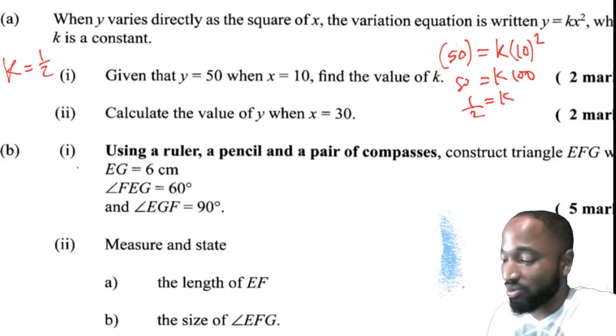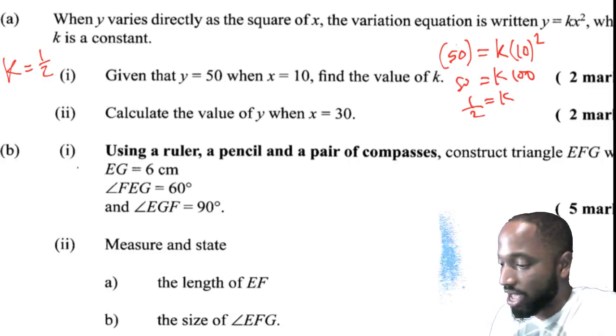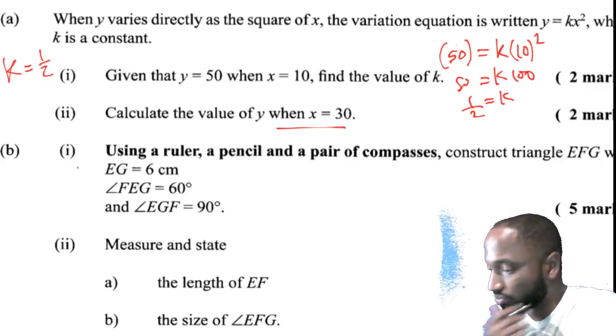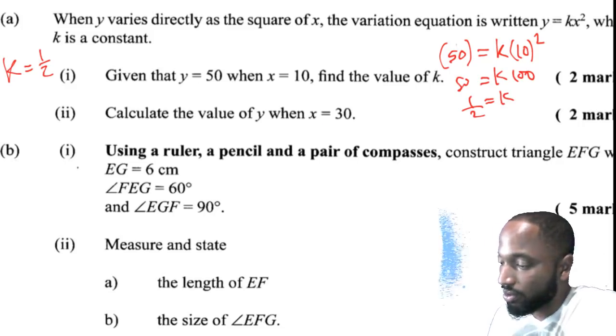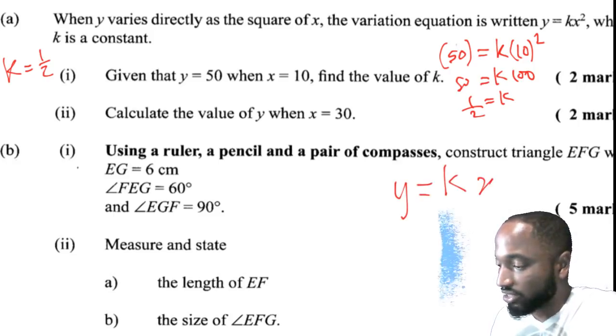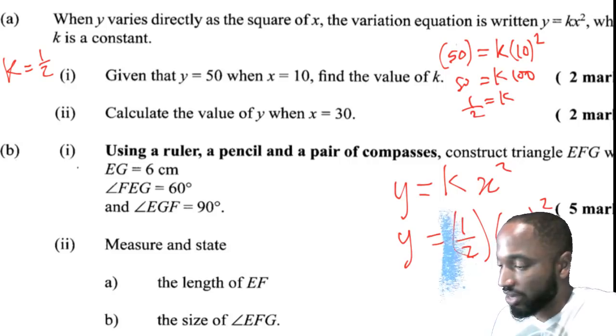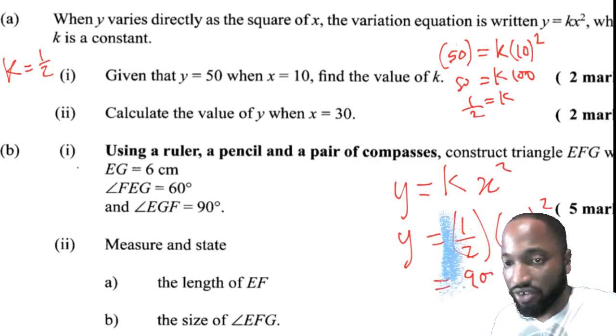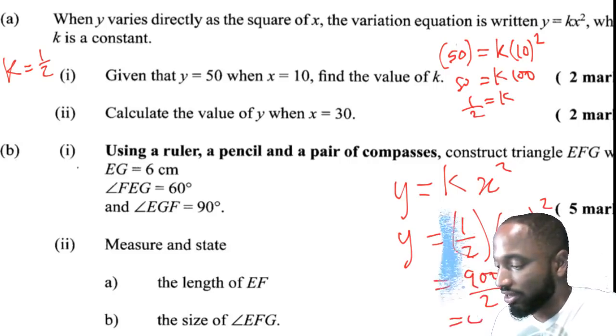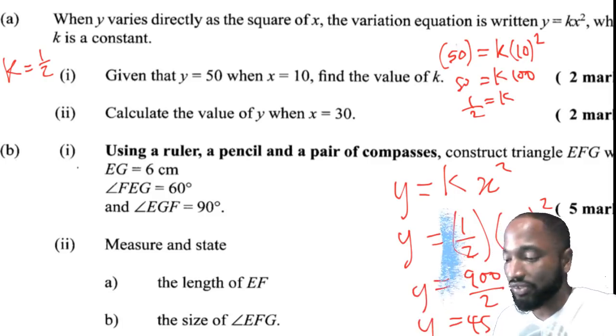I live in Central. Alright, calculate the value of y when x is equal to 30. So we want the value of y when x is equal to 30. So this is what we'll do. We'll put y is equal to k by x squared. We set up the formula. Then we put y is equal to, remember k is a half, and x now is 30 squared. 30 squared is 900. So 900 divided by 2 is actually 450. Understand? Or half of 900 is 450.